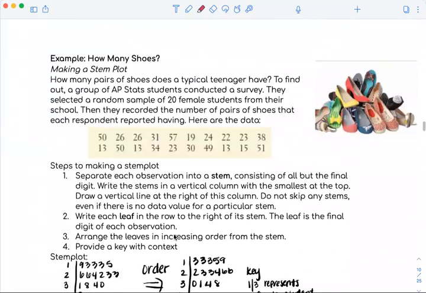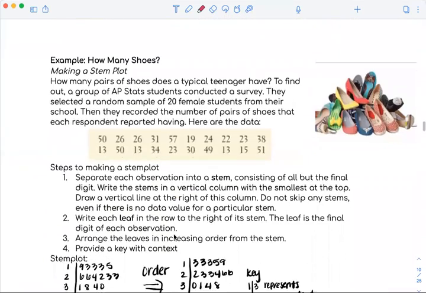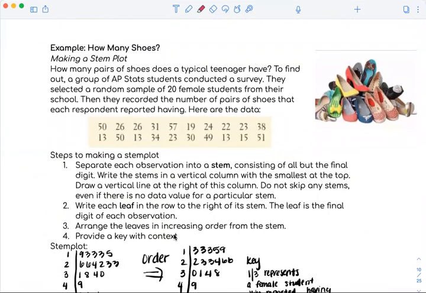And the next example, making a stem plot. So you might remember this. We probably did this back in middle school, and we called it a stem and leaf plot. We still use the word leaf, but what you'll see most often is a stem plot. So these data values represent how many pairs of shoes a typical teenager has, and they took the sample from female students for this particular sample here.